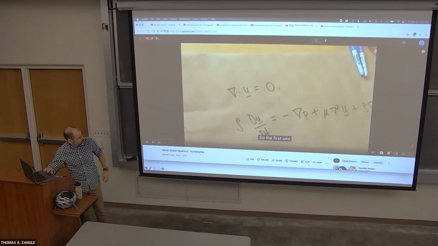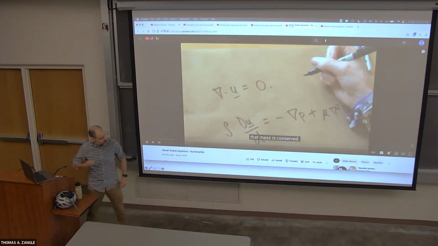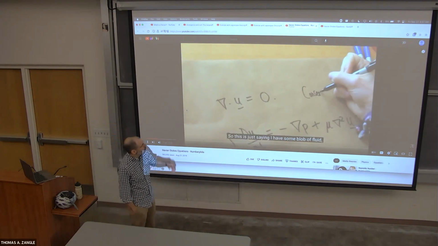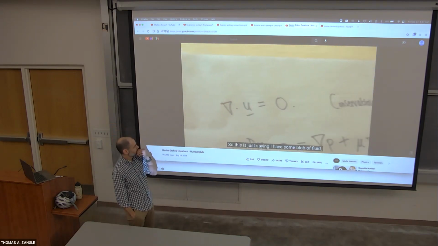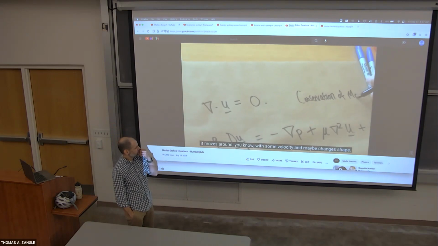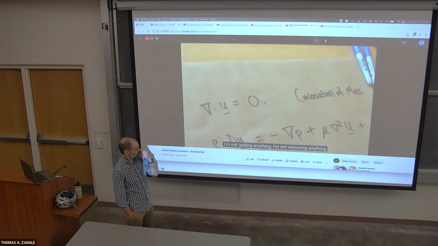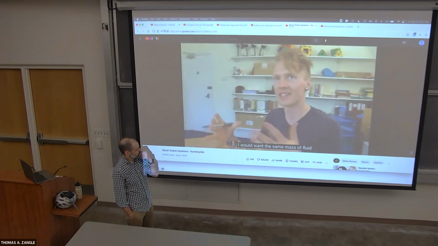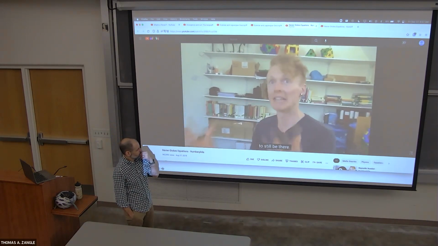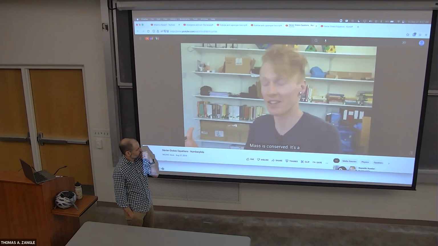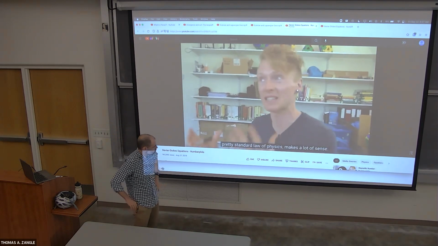So the first one is literally just saying that mass is conserved. This is just saying I have some blob of fluid, it moves around with some velocity, it maybe changes shape. I'm not adding anything, I'm not removing anything. I would want the same mass of fluid to still be there. Mass is conserved. It's a pretty standard law of physics, it makes a lot of sense.